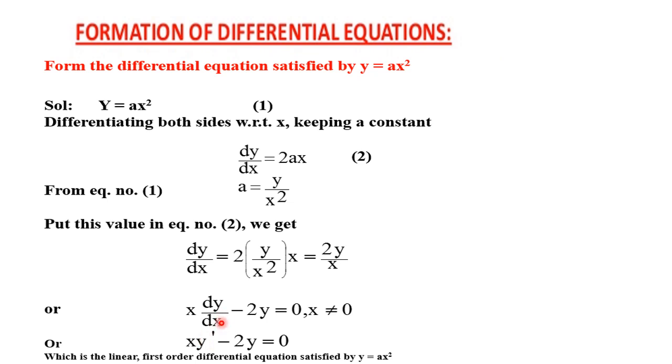What is first order, second order? See here, we have formed the differential equation of this equation. What is the differential equation of this equation? It is x dy upon dx minus 2y is equal to 0. Or in a simpler way, we can write it as xy dash minus 2y is equal to 0, which is the linear first order differential equation satisfied by y is equal to ax square. This is how we form the differential equation for any particular equation.